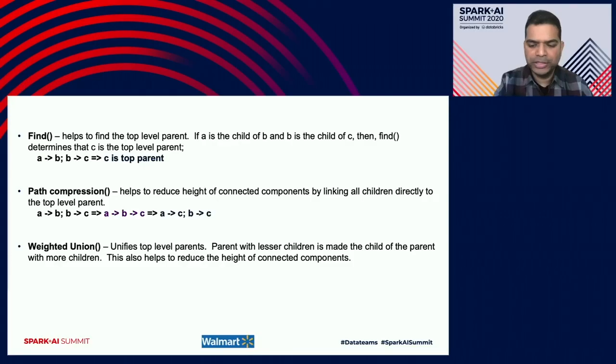Today, we are going to talk about the distributed version of union find algorithm.